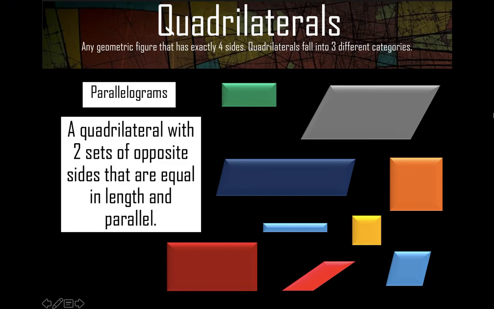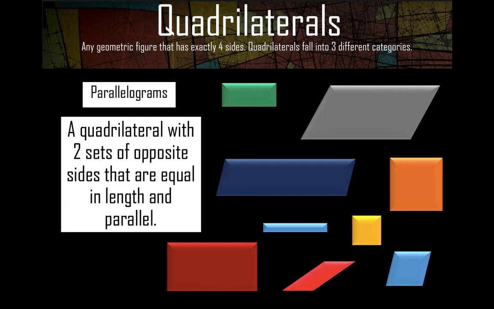So, what is a quadrilateral? It is any geometric figure that has exactly four sides. Quadrilaterals can fall into three different categories that we're going to talk about. So, a geometric figure that has four sides. Not a triangle, not a circle, not a hexagon, not an octagon, none of those things. Four sides. So, that's going to be your squares, rectangles, rhombuses, diamonds, kites, things like that.